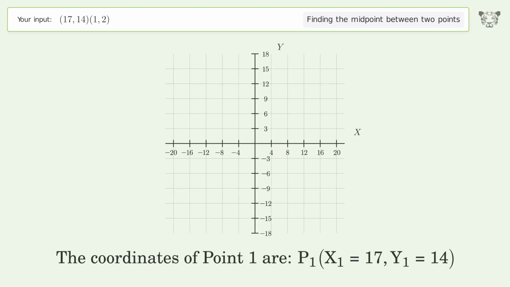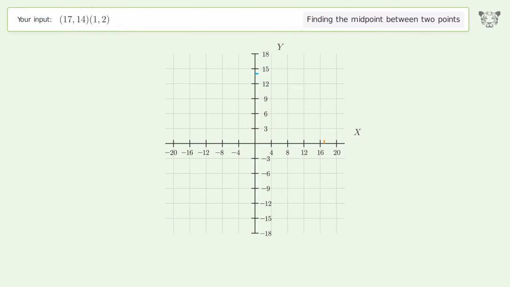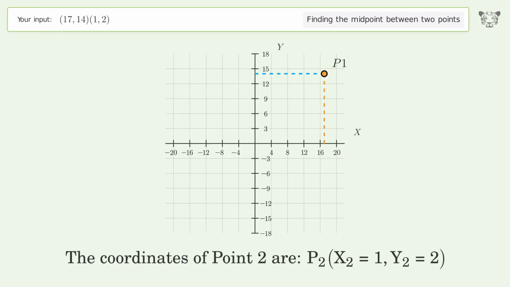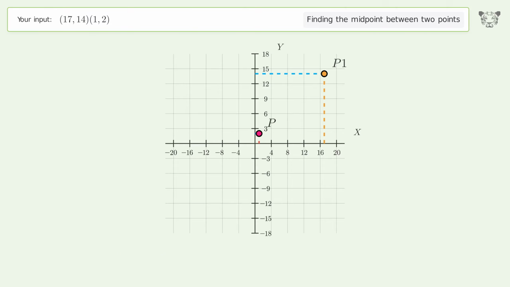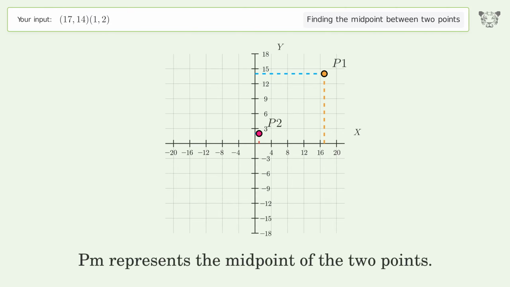The coordinates of point 1 are x1 equals 17, y1 equals 14. The coordinates of point 2 are x2 equals 1, y2 equals 2. PM represents the midpoint of the 2 points.